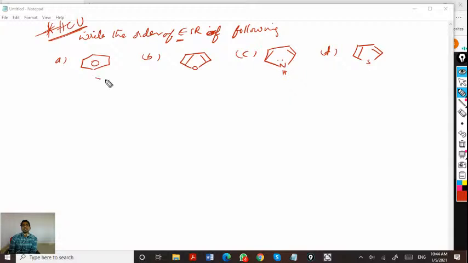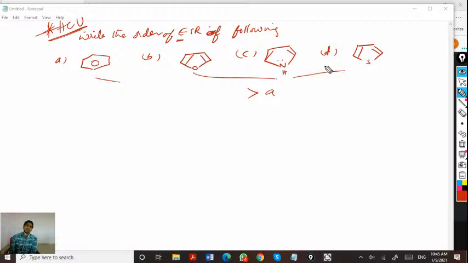So far I have given that the 5-member rings are more reactive when compared to 6. So A will be the least, because it is 6-member, and these all are 5-member. So among these three, which will be the more electron density having molecule?